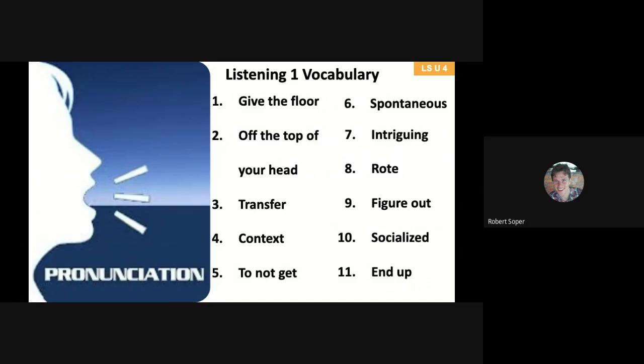Number eight, wrote. Wrote. Number nine, figure out. Figure out. Number 10, socialized. Socialized. And number 11, end up. End up.